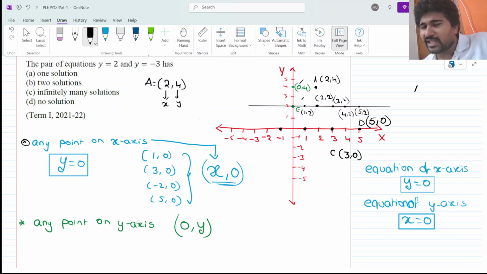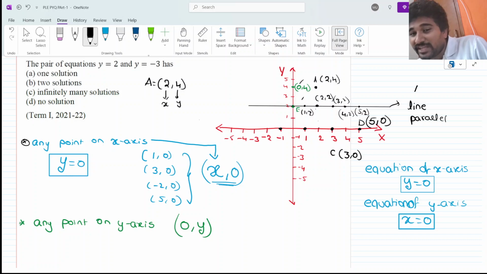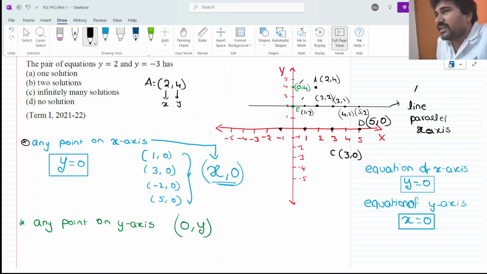Everybody is on this line. First of all, what kind of line is this? It is a straight line. It is a line parallel to the x-axis. Clear? Are you able to see that? It is aligned parallel to the x-axis, correct or not?